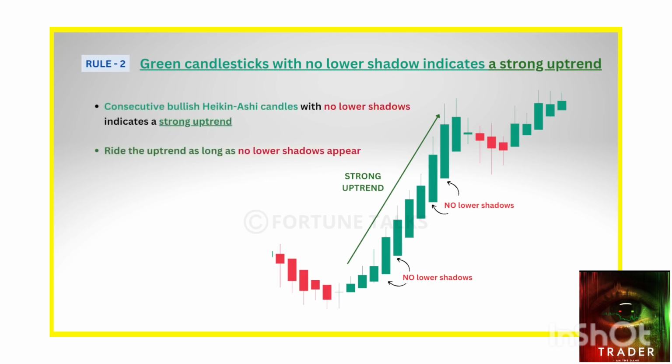The second rule is that green candlesticks with no lower shadow or wick indicate a strong uptrend. When prices are trending up and you find consecutive bullish Heikin-Ashi candlesticks with no lower shadows, then you are possibly witnessing a strong uptrend. You have to stay in the long position until the Heikin-Ashi candlestick changes color from green to red, and ride the uptrend as long as no lower shadows appear, and let your profits accumulate.